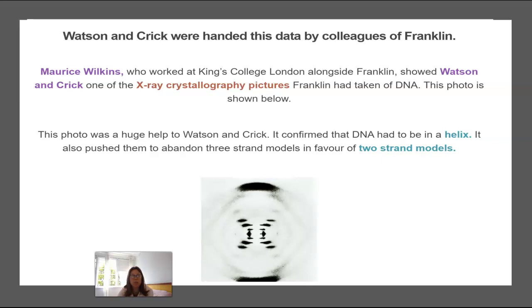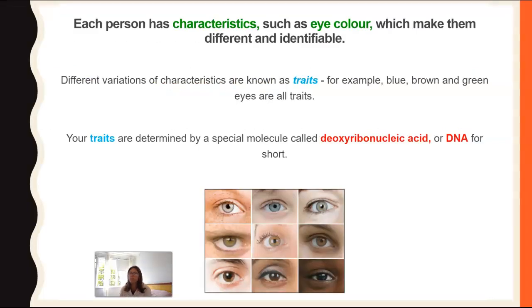a two-strand model. So what does this have to do with us? And what's it got to do with DNA? Each person has our characteristics. We talked about that when we looked at that first activity, when we were matching up mums and dads and so forth with their children.